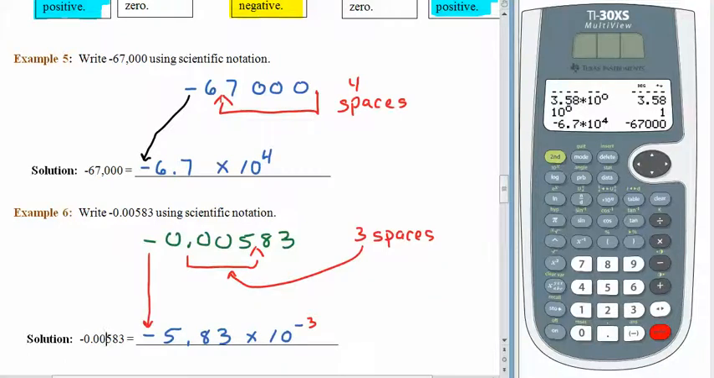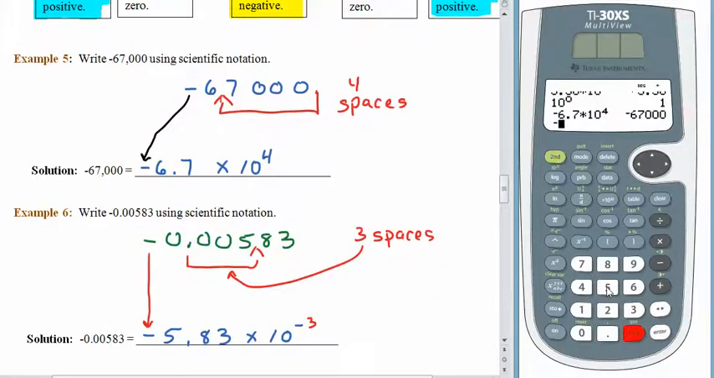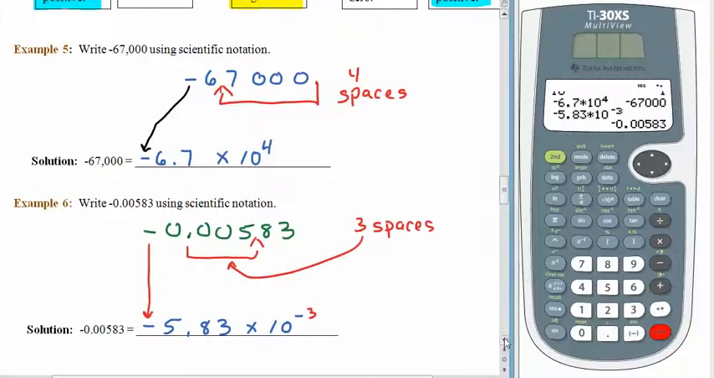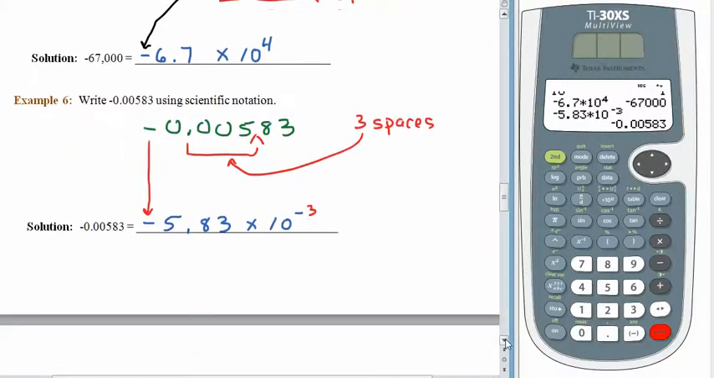And let's use the calculator. We'll double check. Negative 5.83 times 10 to the negative third power. And there we have it. So the front negative has nothing to do with the exponent sign. Tiny numbers generate negative exponents. Negative numbers generate a negative out front. Sometimes you need one, sometimes you need both. Let's check the next page.